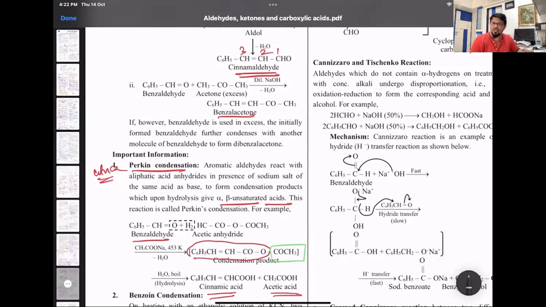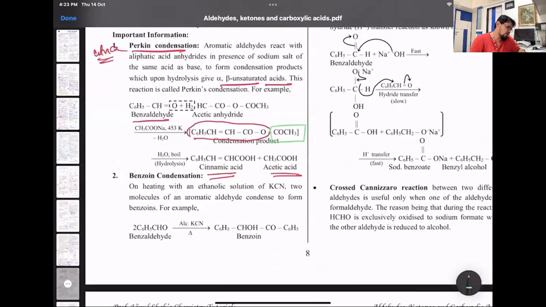That's Perkin condensation. There are a lot of extra points, as I said. Just write them down for the knowledge base, in case they ask, you should know.